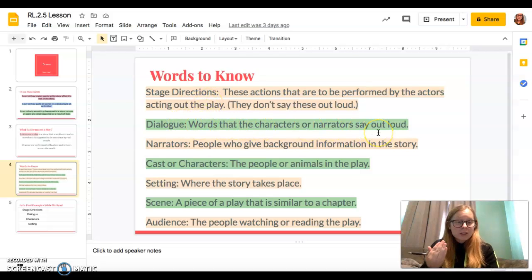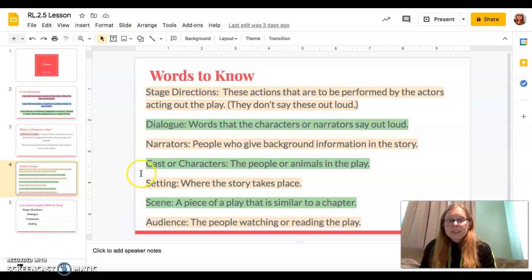Dialogue are the words that the characters or the actors say out loud. And again, narrators can also be telling you information. In a play, narrators give you background information and tell you what is happening in the story. The cast or the characters are the people or animals in the play. A cast is just the list of characters.